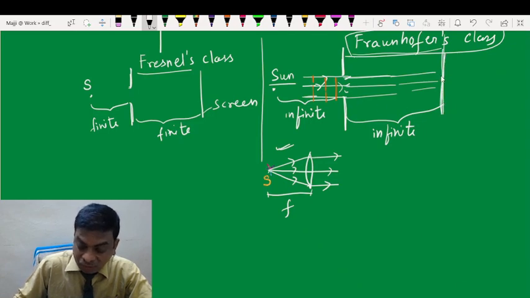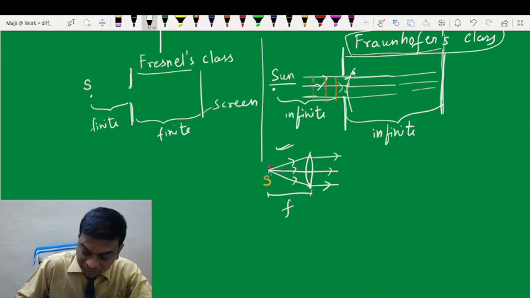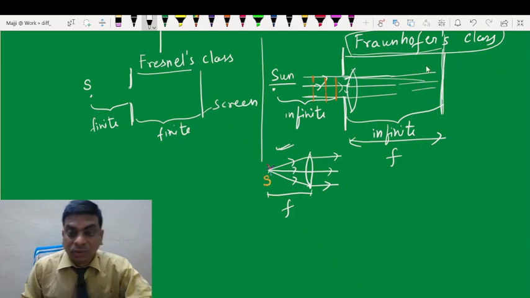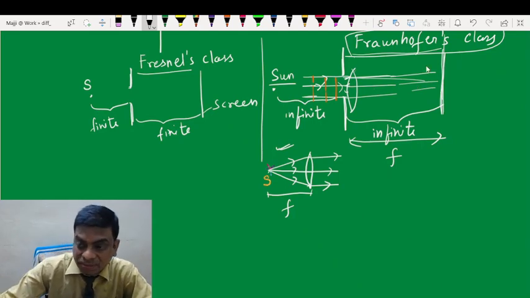In that case, if you want the diffraction pattern to be observed on the screen placed at a finite distance, then again we are supposed to use a convex lens such that the plane of the screen is at the focus of the convex lens, so that the light rays get focused here. So that is how the experiment is performed.